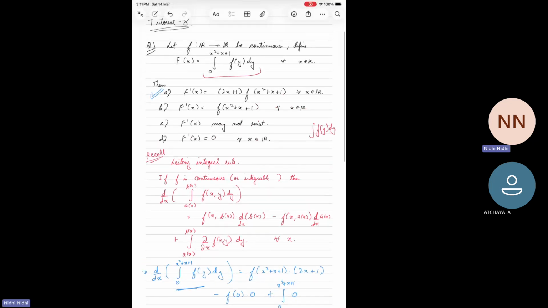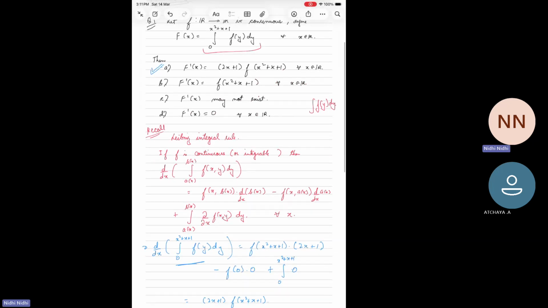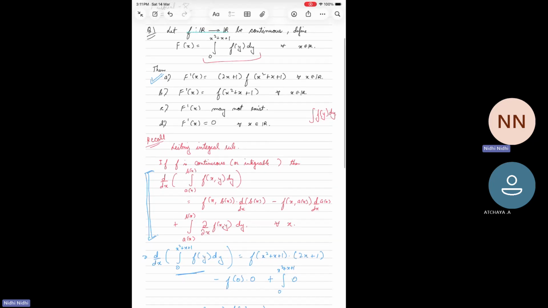I hope it is clear how we use the Leibniz rule. I would like you to just recall this Leibniz rule. This is a very important rule. One should always remember it. And this was a very good application of the Leibniz integral rule. So if you have any doubt in this question, please let me know.